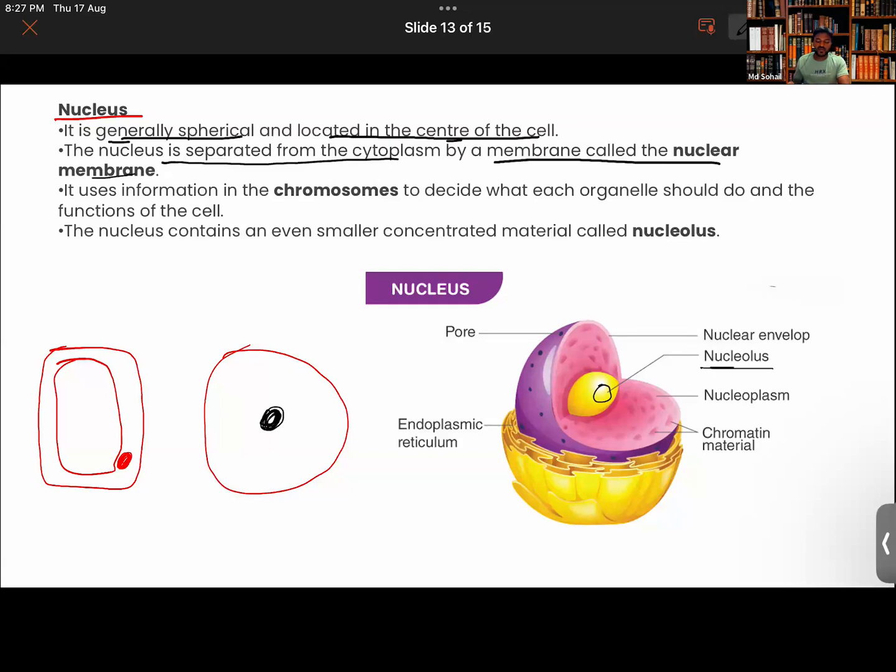Right? So it is like this. You have got a cell, there's a nucleus. Inside this nucleus also, there's a dense mass being called the nucleolus. Okay, but that we will discuss later on. Now, what is the function of the nucleus, guys?